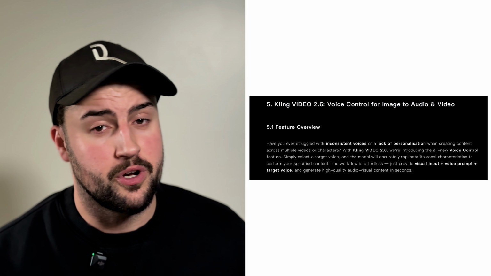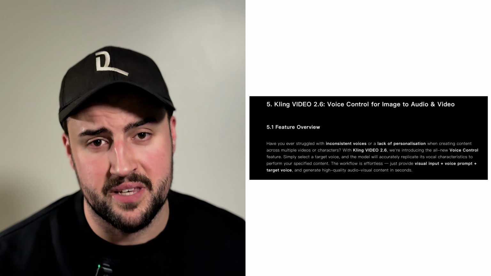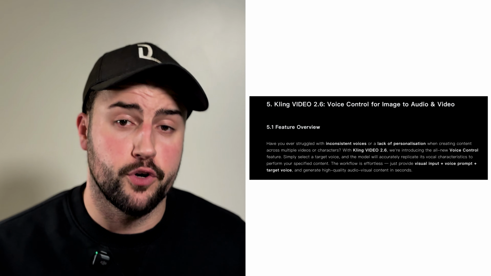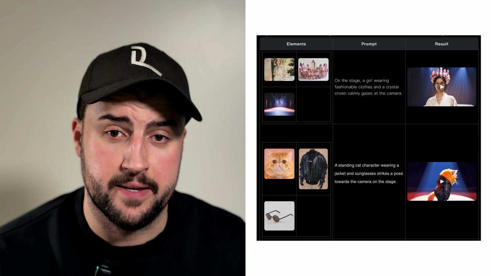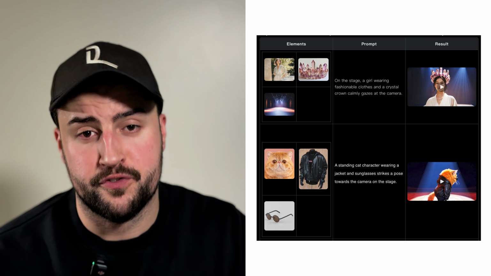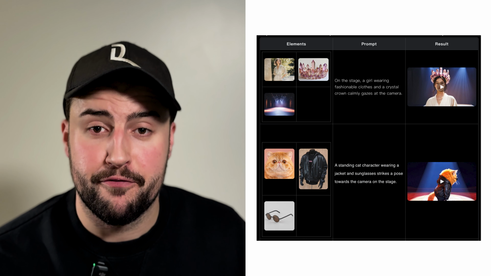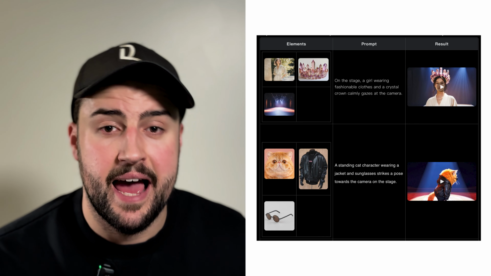Second, voice control. Now this is where things get a bit spicy, because it's not just generate a random voice. The idea is you choose a target voice style, and Kling tries to replicate its characteristics for your specific content, so that you can keep consistency across clips, characters, and episodes. Third, reference images. The deal here is flexibility. Instead of being forced into first frame and last frame style control, you can feed it references to steer character identity and visual design without needing a rigid structure.